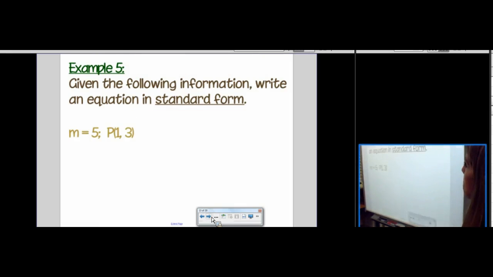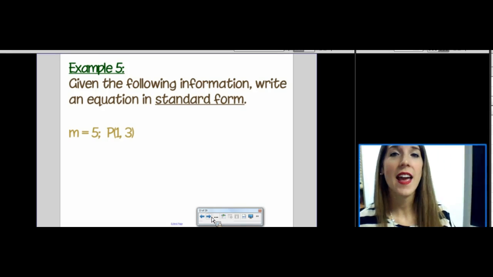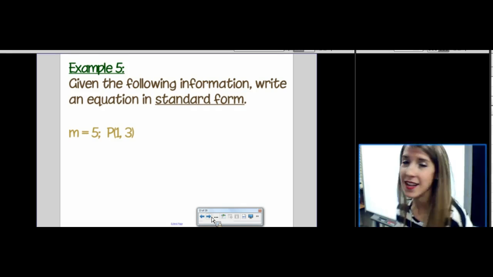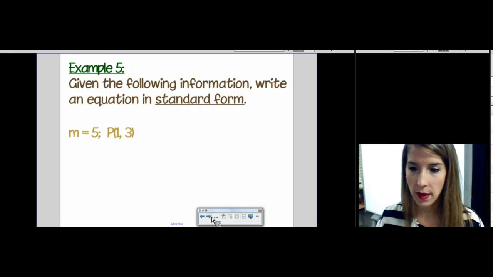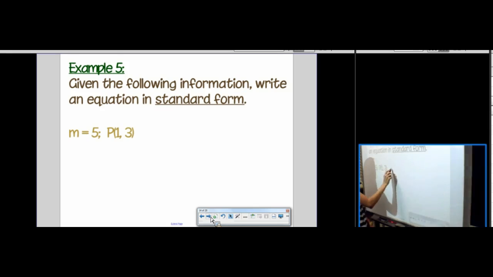Given the following information, write an equation in standard form. So I'm given a slope and I'm given a point. So whenever you're given a slope and a point, that's a perfect hint that you should start with point-slope form. Okay, so point-slope form, here we come. y minus y equals m times x minus x.